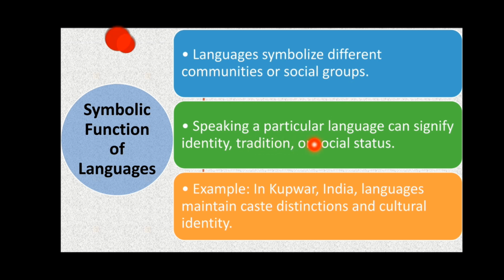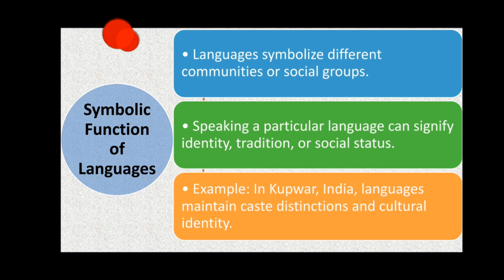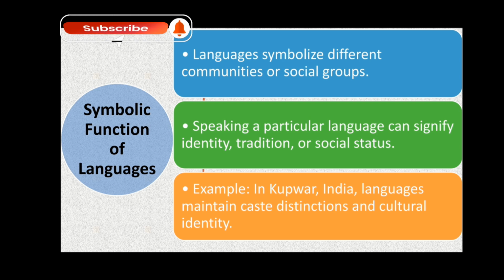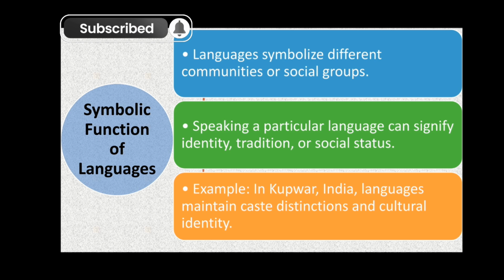Speaking a particular language can signify identity, tradition, or social status. If you're speaking Pashto, this is your identity, social status. And somebody comes, okay, to show solidarity with you, so he or she starts speaking Pashto. This is called symbolic function. Example, in Kanpur, India, languages maintain caste distinctions and cultural identity. So there's a distinction between the different castes and cultural identity.